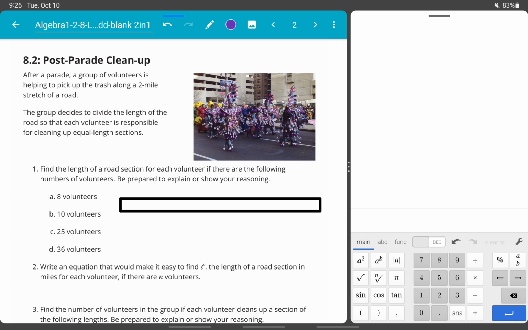Okay, so if there are 8 volunteers, let's imagine that this little bar right here represents the 2-mile stretch of road. Halfway through the stretch of road would be 1 mile. So now I've split it up into 2 parts. If I split it up again in half, now I've split it up into 4 parts. So that's enough for 4 volunteers. So I'd have to split it up again. So this would give me 1, 2, 3, 4, 5, 6, 7, 8 sections.